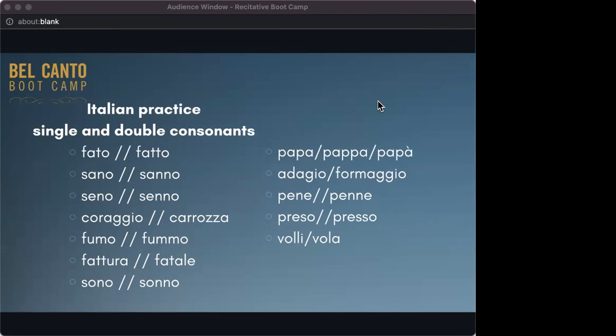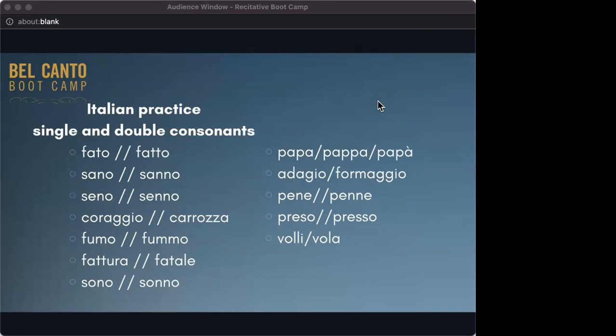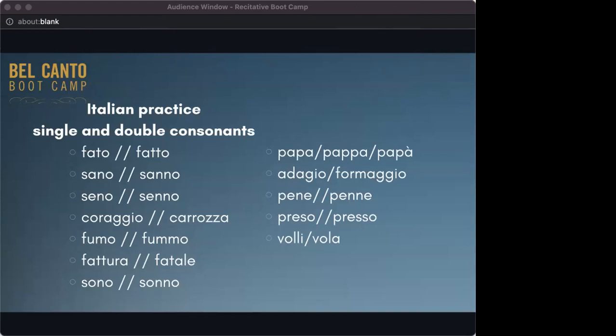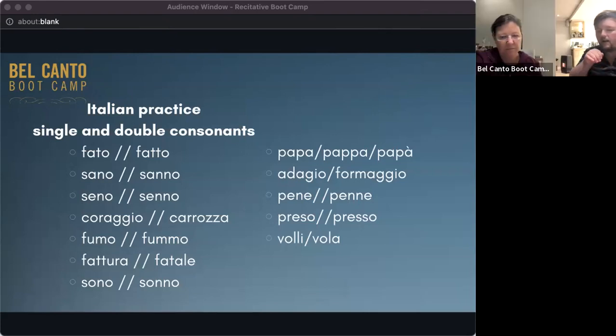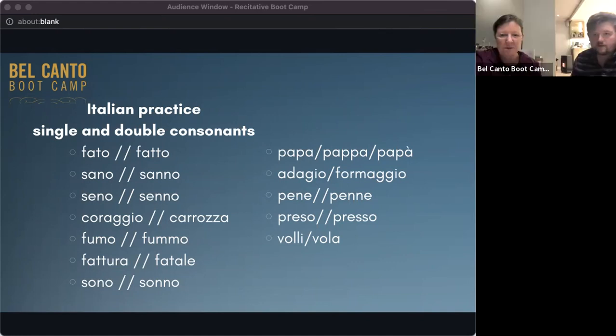Fatale. Better, but one L. You guys just say, la, la, la. Yeah, I hear the back of your tongue going up, instead of la, la, la, like a lizard pops out its tongue. Fatale. Better, good. Now, last one, sono and sonno.